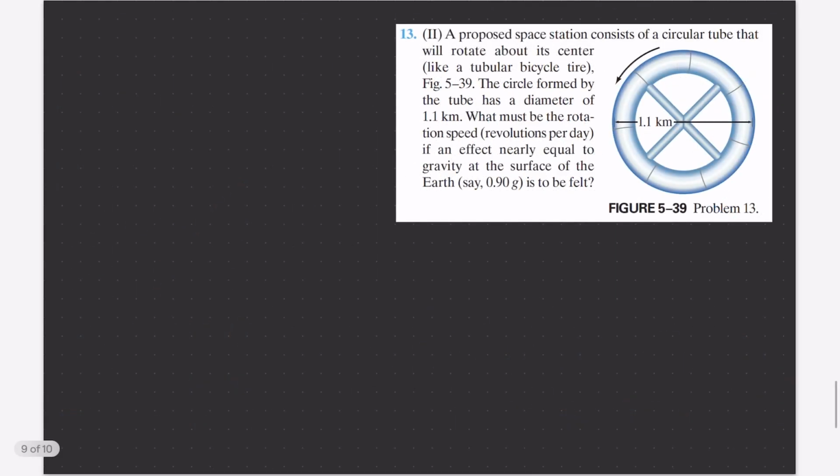Here we have the 5th problem in our 5-2 practice set. It says a proposed space station consists of a circular tube that will rotate about its center. The circle formed by the tube has a diameter of 1.1 kilometer. What must be the rotation speed if an effect nearly equal to gravity at the surface of the Earth is to be felt? Now, I see that it gives us 2 things here.